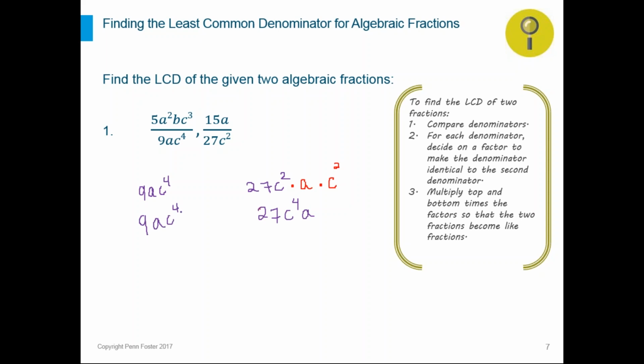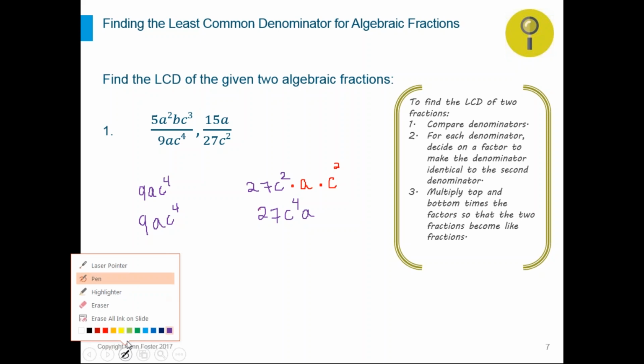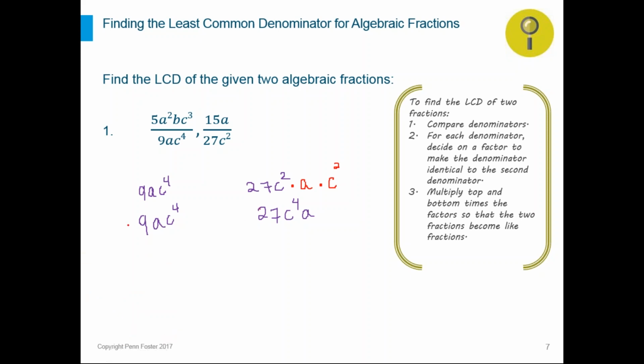So the variable parts in both denominators are identical. Now the numbers are not. I have a denominator with a 27 and another denominator with a 9. How can I change the 9 to 27? Multiply. So in this case, I'm going to multiply the first denominator times 3, because 9 times 3 will give you the 27 that appears in the second denominator.